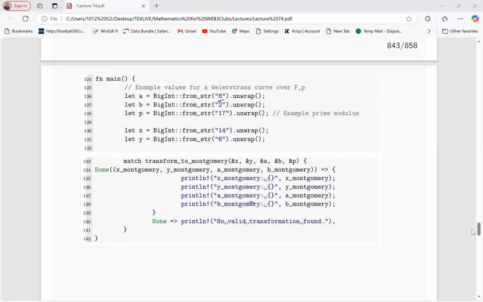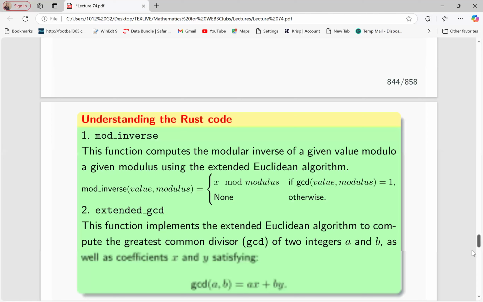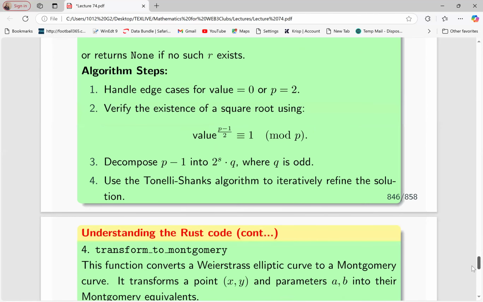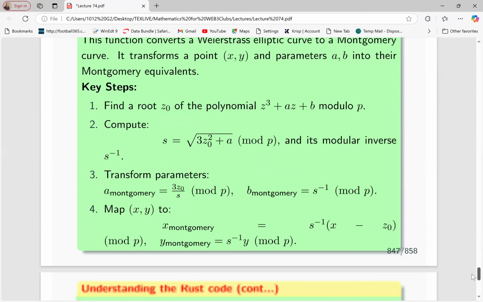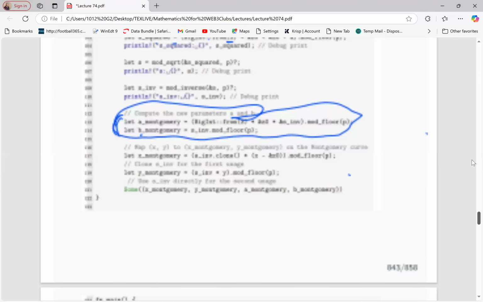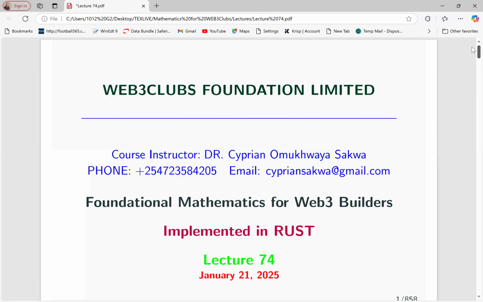I've included in my notes how the codes work, so that you look at the code and look at every part, the function, how the function will be working. You can look at every part and follow.